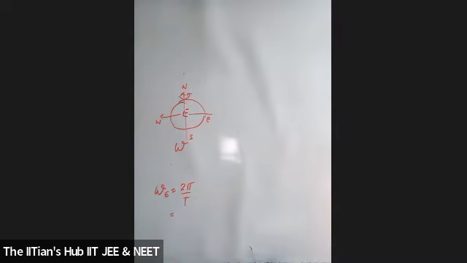2 pi is 6.28. Agreed. Can you tell me what is the time taken by the Earth to complete one rotation about its own axis? Anyone? How much time is it taking to complete its rotation about its own axis? How many days?